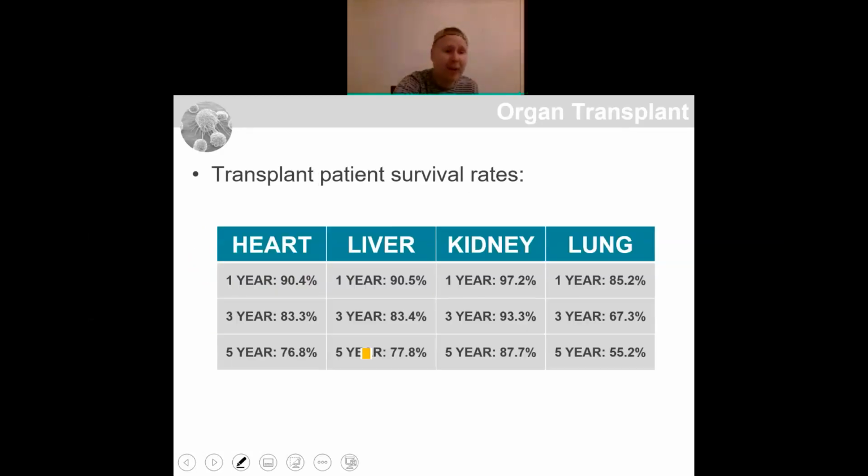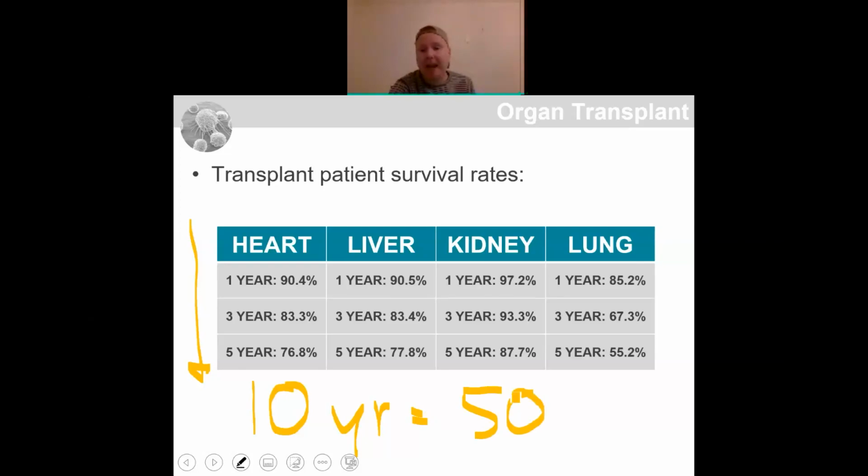Well, if we look at what happens over time after you've gotten that transplant, it turns out that by year 10, almost 50% of these transplants have failed. You can think that's really sad, that after 10 years it's quite likely that you need another transplant. But at the same time, this individual has gotten 10 years of extra life. So it's a balance between those two.